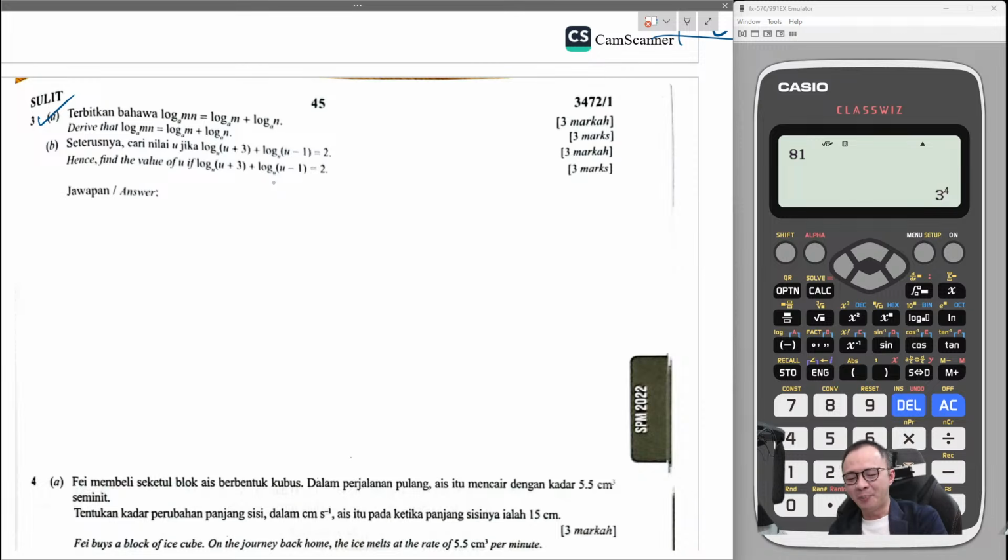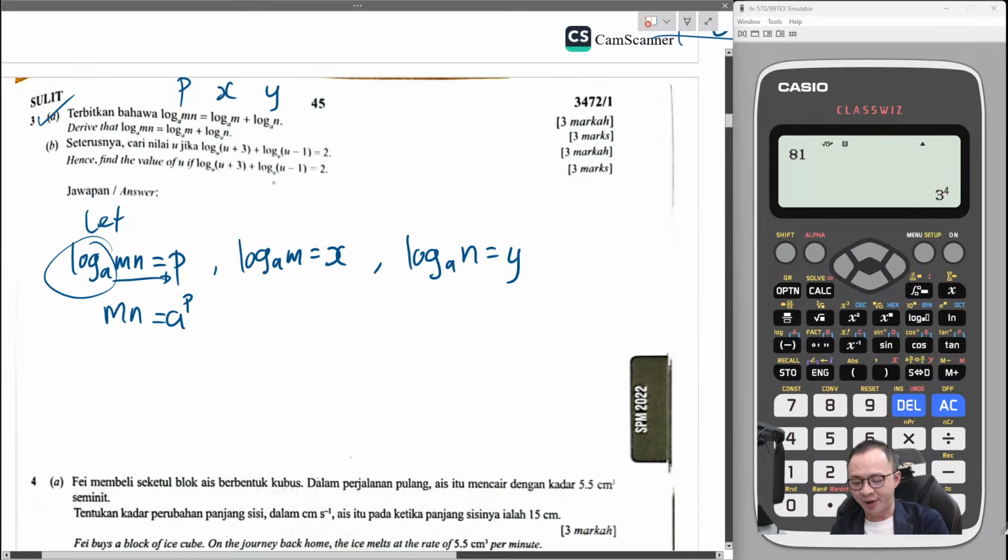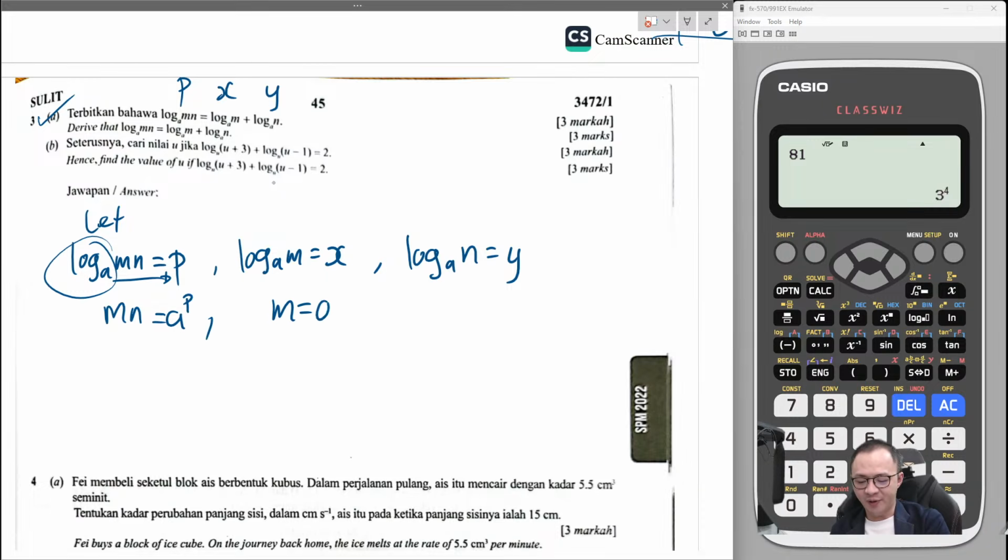Okay, so if I want to prove this one, I will let this one be P, this one be X, this one be Y, or you can use any other letter that I haven't used. It doesn't matter. You don't like P, you can choose Q. So I will let log A MN equal to P, log A M equal to X, and log A N equal to Y. So if I do like this, log A throw to the other side, the A will become the base here, and the P will become the power here. Then I will do the same thing for here. This is A power X, and this one is A power Y.